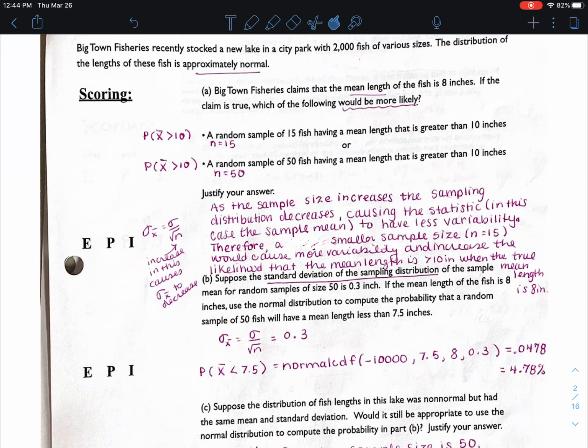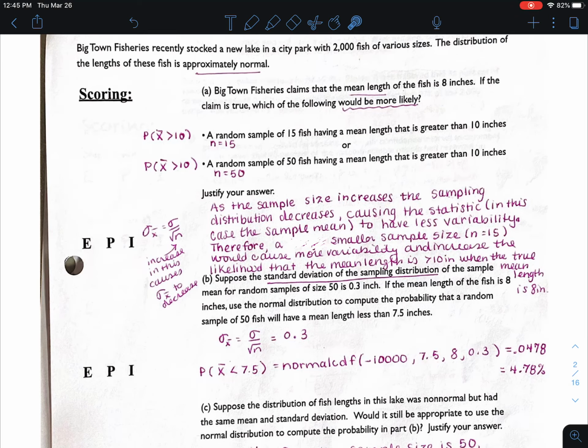Okay. On this next one, I'm thinking that this question was actually on one of the tests that we had. This is talking about Big Town Fisheries. It says they recently stocked a new lake in a city park with 2,000 fish of various sizes. The distribution of the lengths of these fish is approximately normal. Big Town Fisheries is claiming their average length of their fish is 8 inches. Now, if the claim is true, which of these 2 following situations would be more likely?